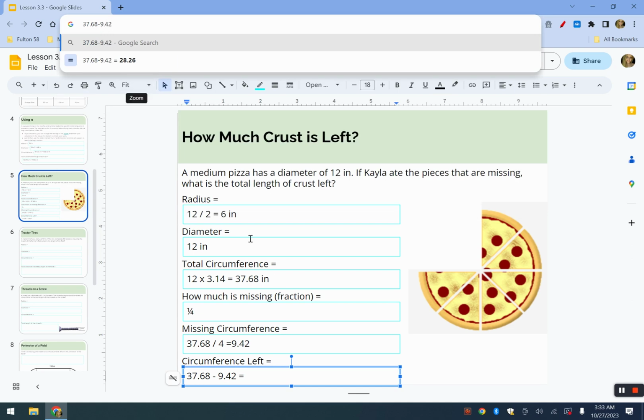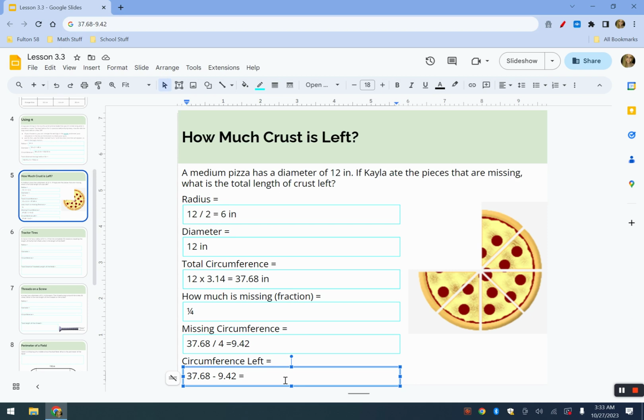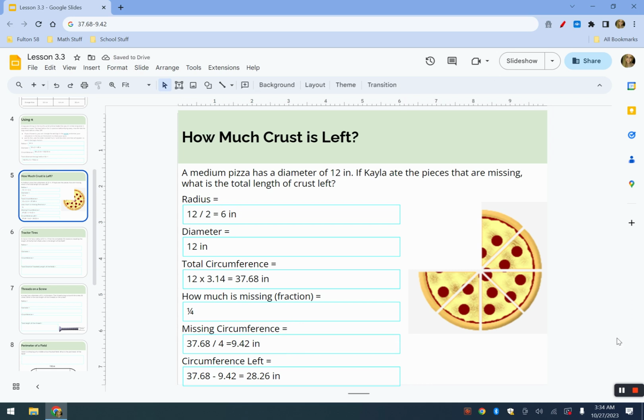And that's going to be 28.26. All right, go ahead, make sure we get all of this down. And let's move on.